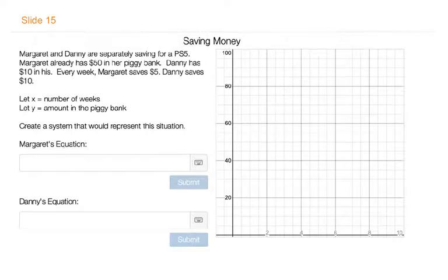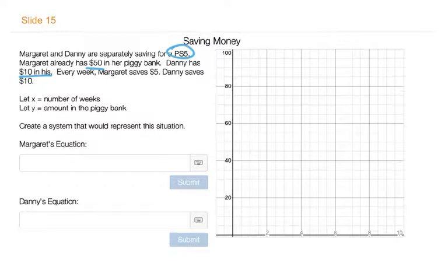Okay, so Margaret and Danny are separately saving for a PS5. It's the hot ticket item this year. Margaret already has $50 in her piggy bank. Danny has $10 in his. So again, this is going to be a system of equations, talking about 2 different people. We're talking about Danny and Margaret. They're both wanting to buy a PS5.